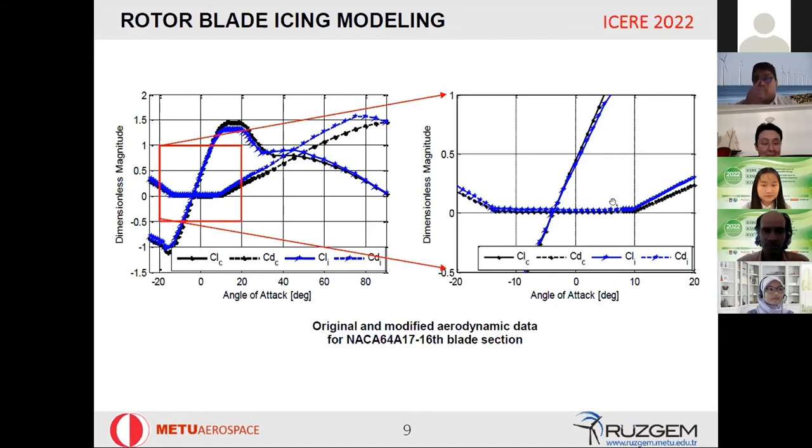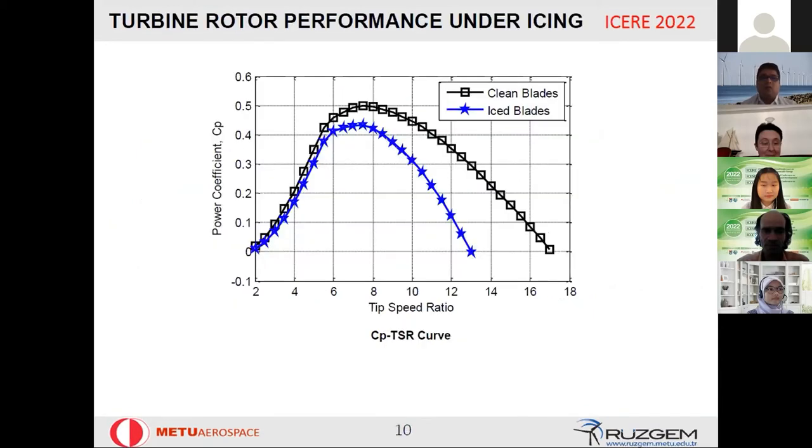And when I apply all these modifications throughout the blades and use these data as inputs to the MS Bladed models and compare it with the clean blades, here is my CP versus tip speed ratio, the efficiency of the NREL 5 megawatt turbine rotor. You see, at all these tip speed ratios, the CP curve of the turbine dropped. And at low tip speed ratio, the drop in CP is smaller than the drop at high tip speed ratio.